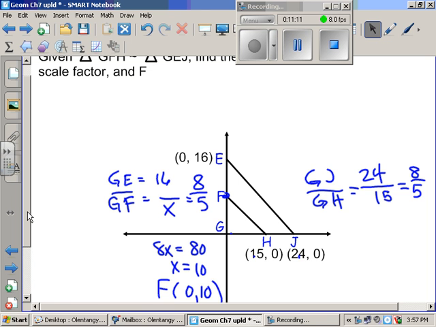All right. And that's it for dilations. And we'll do the homework tomorrow. And our test, it looks like it's going to be on Friday.